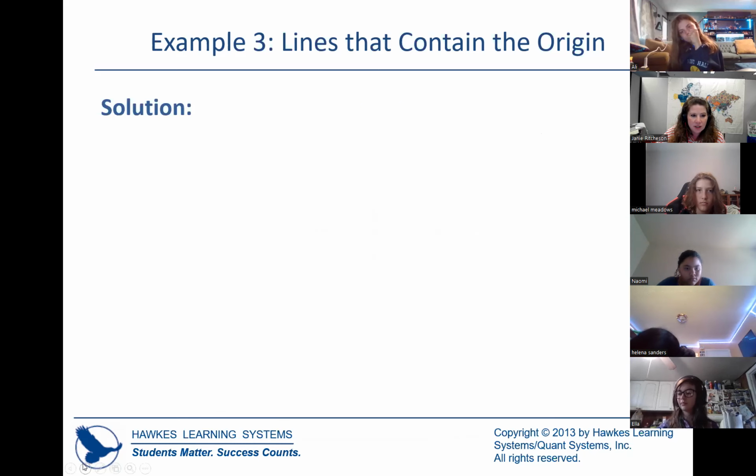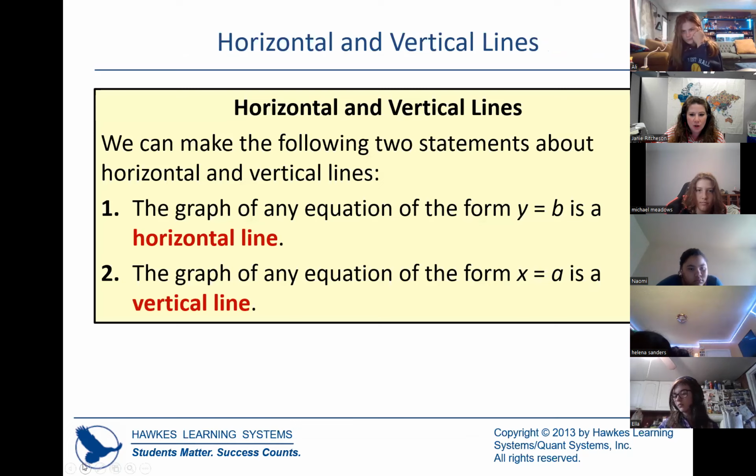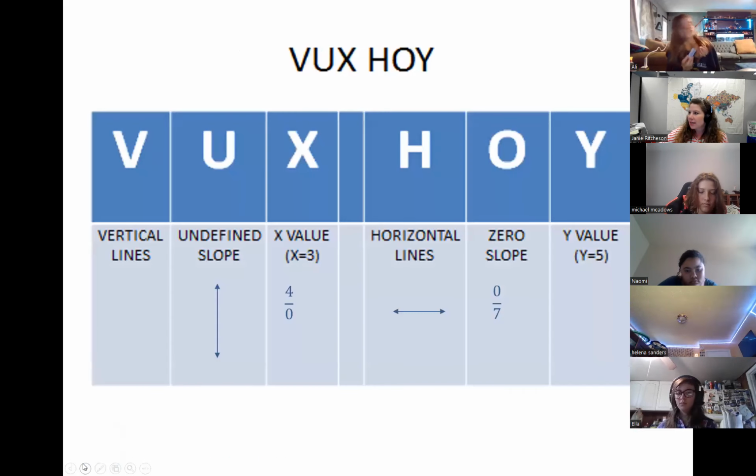All right, so the only other thing I wanted to make sure I go over with you again is our horizontal and vertical lines. So we're going to use that acronym that we're also familiar with at this point, VUX-HOY. If we only have an X in the equation, VUX, we have a vertical line that has an undefined slope, and we only have an X in the equation. And then HOY means we have a horizontal line. The slope is going to be 0. And there's only a Y in the equation.